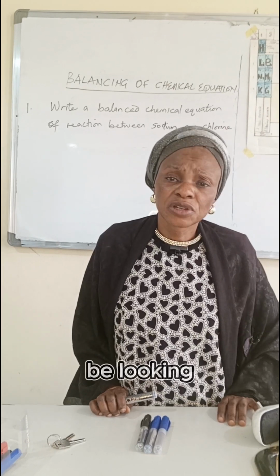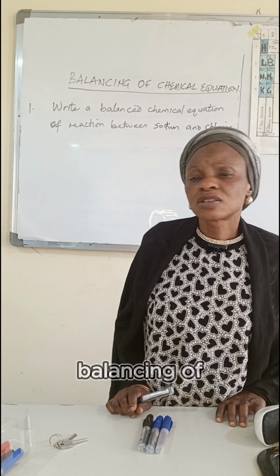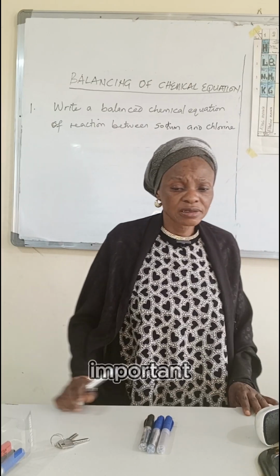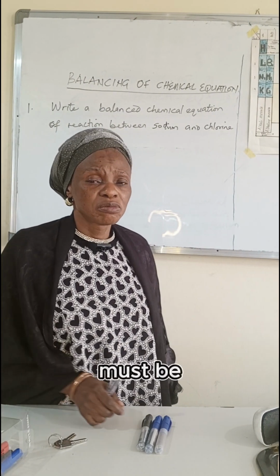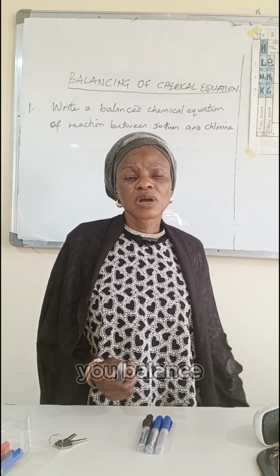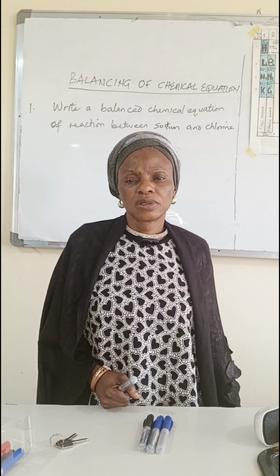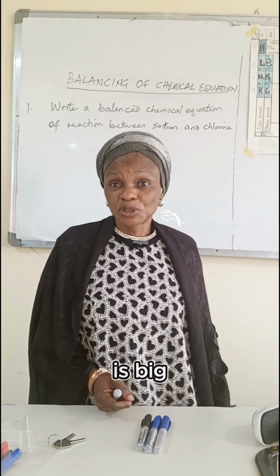We shall strictly be looking at balancing of chemical equations. In chemistry, balancing of chemical equations is highly important. A grown-up student in chemistry must be able to balance chemical equations accurately. How do you balance a chemical equation? You see, the phrase balancing of chemical equation shouldn't be something that is big to you.